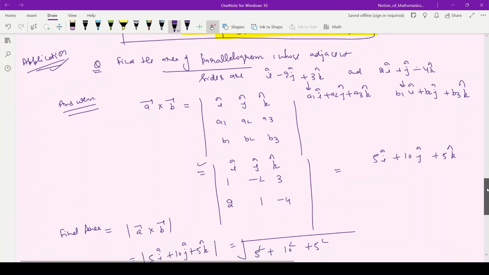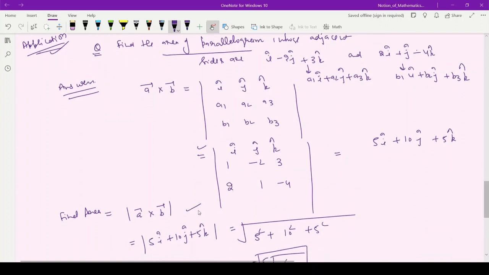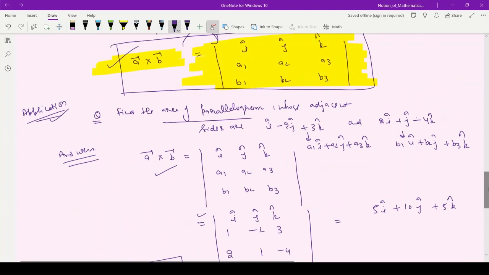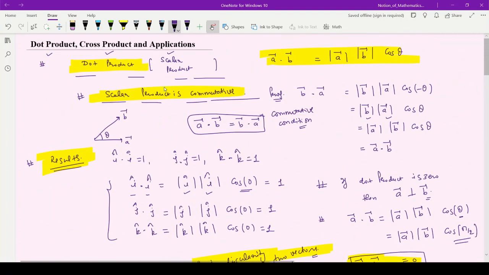So what is area of parallelogram? That is mod of A vector cross B vector. So before that we evaluated A vector cross B vector, and thereafter we just incorporate modulus upon this value. So finally we got the area of that particular parallelogram. So students, I think you have learnt a lot in this video regarding scalar product, cross product and their applications.